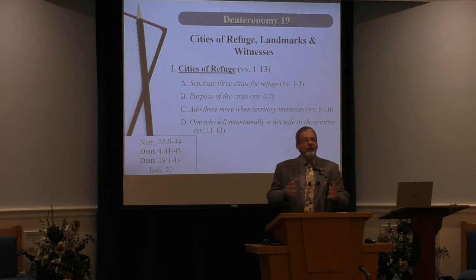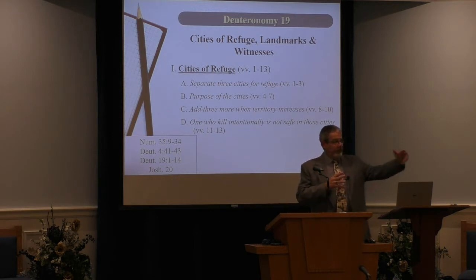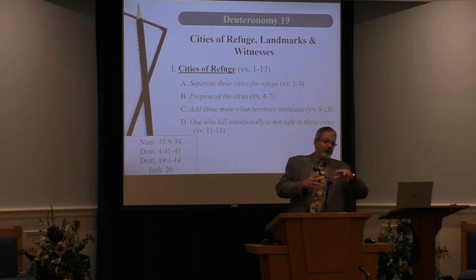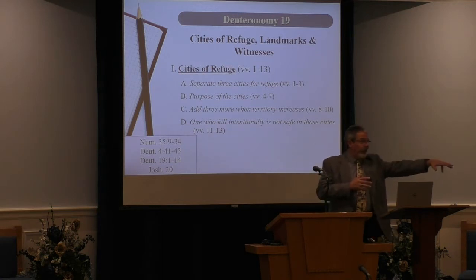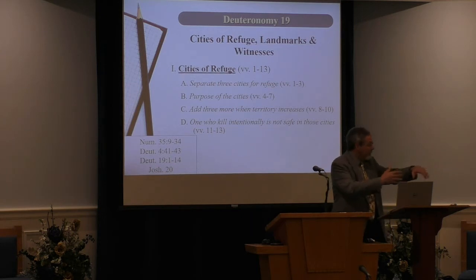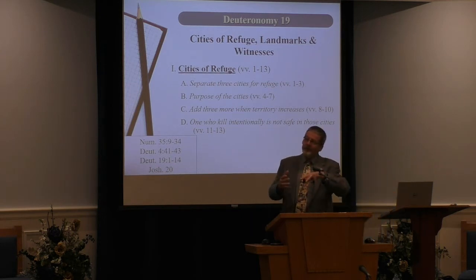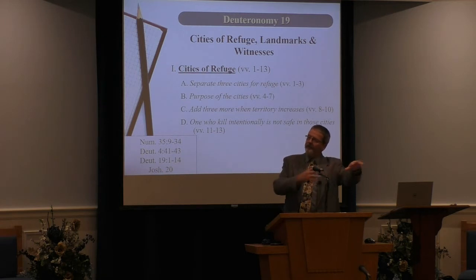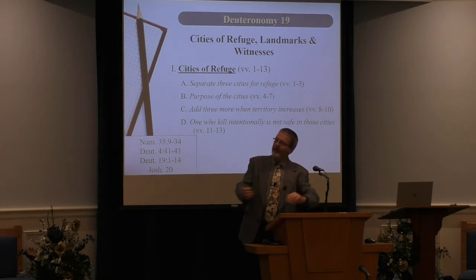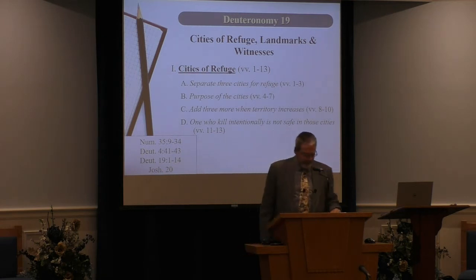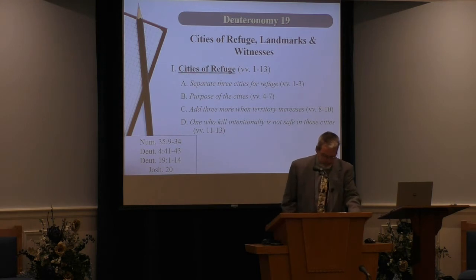What's the point of that? The roads were to be clear and free to the city of refuge. In other words, don't have a city of refuge where you can't get to it because the road is impassable. Don't let the roads get impassable, but keep the roads clear and free so that the manslayer could quickly flee there and get away from the avenger who may be after him to kill him.